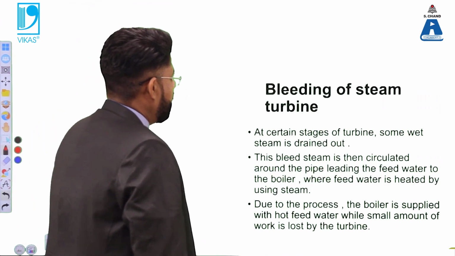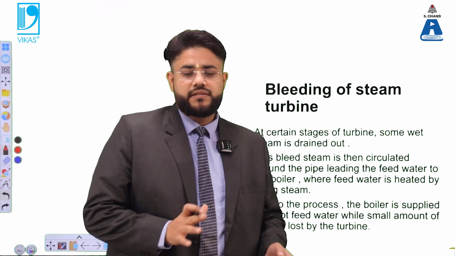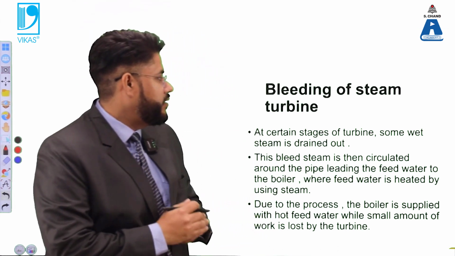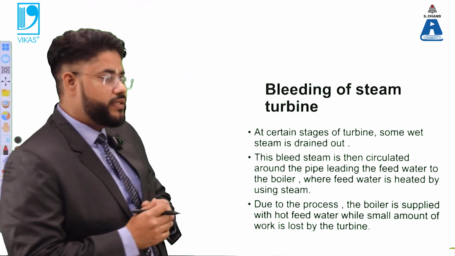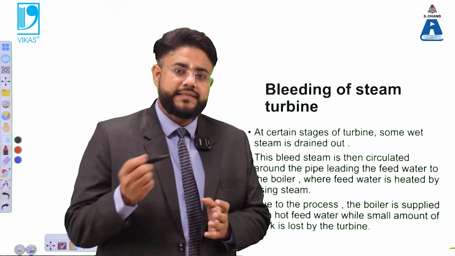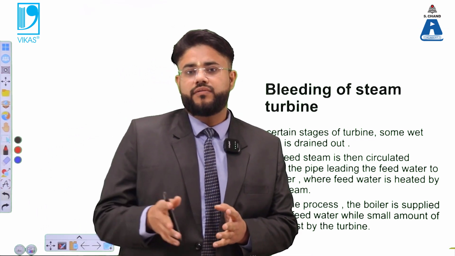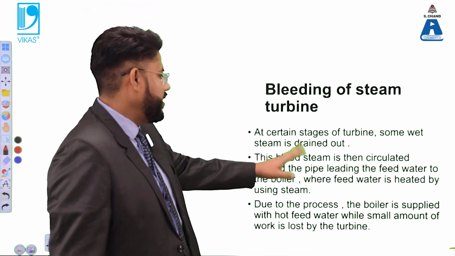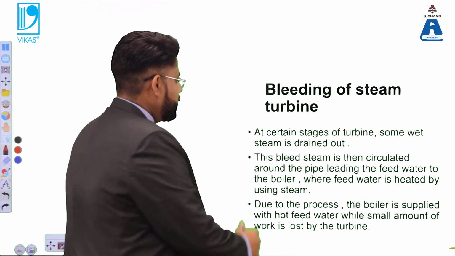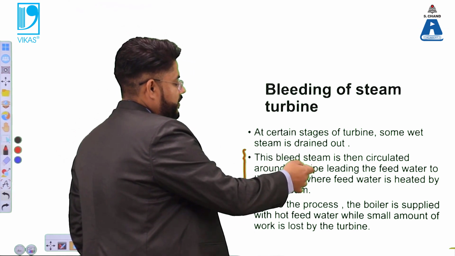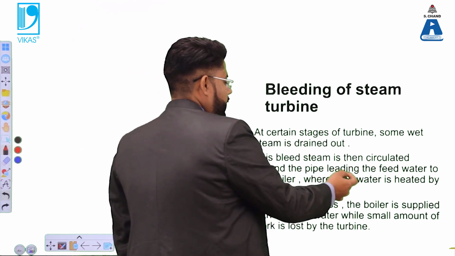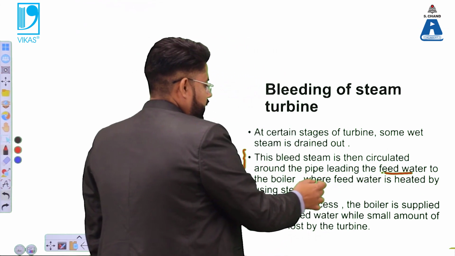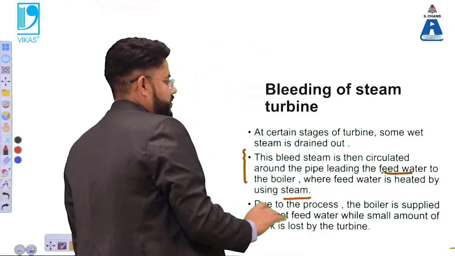Now there is one last representation and it is an important topic, and that topic is called bleeding of the steam turbine. As you can see, at the exit part, water starts draining out from the turbine. So at certain stages some wet steam is drained out from there. This bled steam is then circulated around the pipe that leads to the feed water in the boiler, and then the feed water is heated using that steam only.